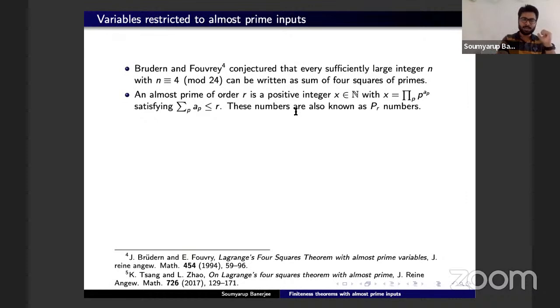Let me now give the definition of almost prime numbers. An almost prime of order R is a positive integer x, where the prime factors give x equal to the product over primes p to the power a_p, and it satisfies that the sum of a_p is less than or equal to R. Then this x is called a P_R number, that is, an almost prime of order R. What does that mean? Suppose you take the number 4. So 4 is basically 2 times 2, right? So it is a P2 number. Why? Because 2 times 2, there are 2 primes, so the number of primes is less than or equal to 2. So you can say this is a P2 number, of course, as well as a P3 number, P4 number, and so on. Suppose you take the number 8, so that will be 2 times 2 times 2, so it will be a P3 number, and so on.